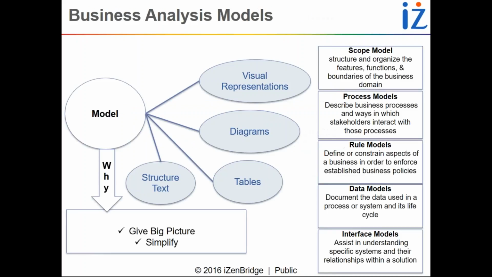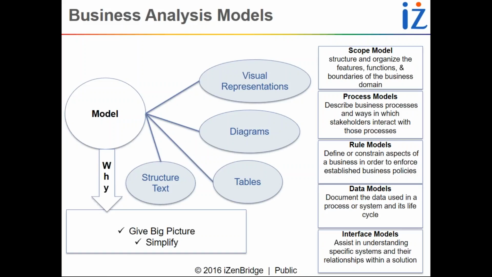How to present the requirement models? As I said, these are visual representations. These can be represented through diagrams, tables, and structured text, and it gives simplicity in the system. When we start identification of requirements, we start from the scope models, because first we need to see the features and functions at a high level, and then we move to the processes, how different processes are flowing in the system, and how we are executing different steps to achieve our objectives.